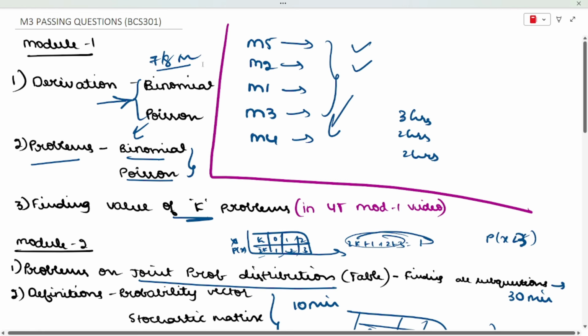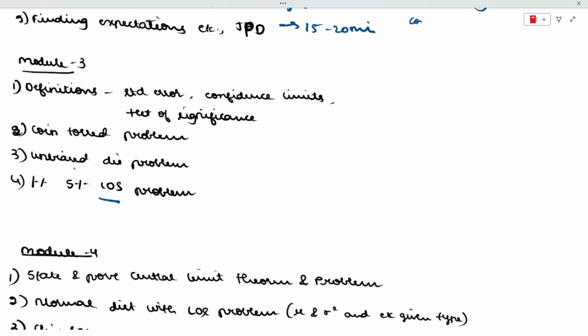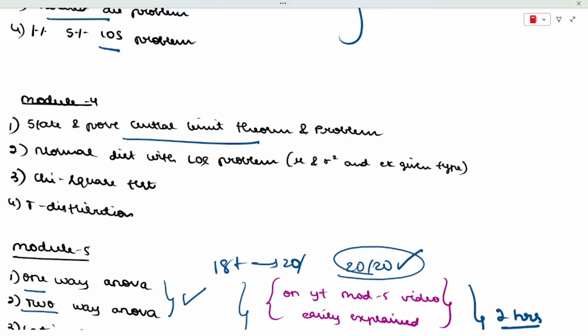Now what about modules 3 and 4? Modules 3 and 4 are more about the LOS problem and the unbiased die problem, coin tossing, standard error, confidence limits and test of significance. This may take 3 hours again. Next is the central limit theorem. They'll ask it for sure, a 100% sure short question. Next is the normal distribution type of LOS problem, that is level of significance, and chi-square and t distribution. This will be 100% asked. So this module may also take 3 hours for you.